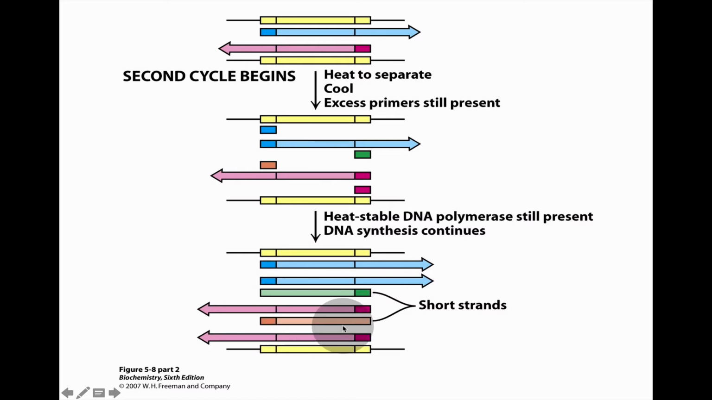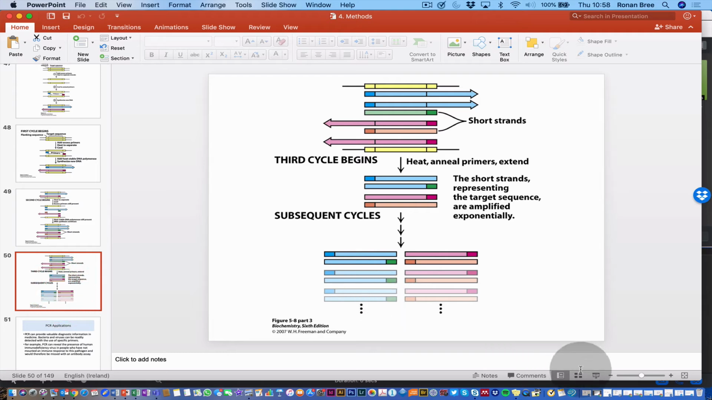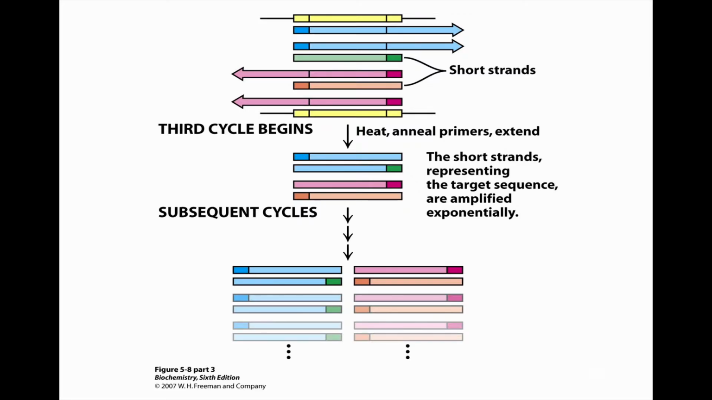Over 30 to 35 cycles, you actually start increasing exponentially. So in a couple of hours, we can turn, for example, one target region in a source into millions of copies of just that target region. So ultimately, through subsequent cycles, we'll have made amplified numbers of just the target sequence.